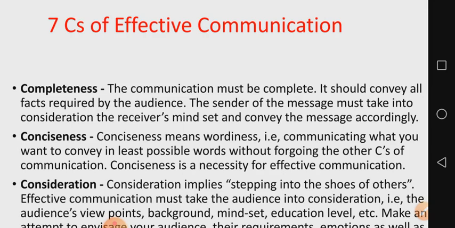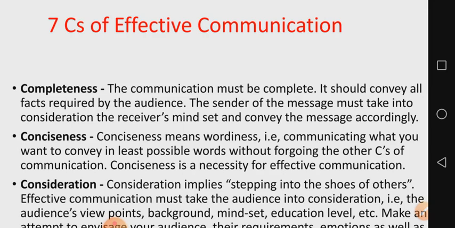First is called completeness. Before you convey a message, you should figure out whether your message is complete or not.